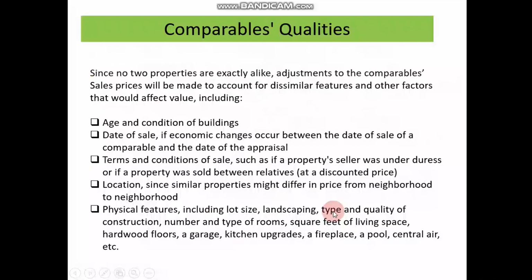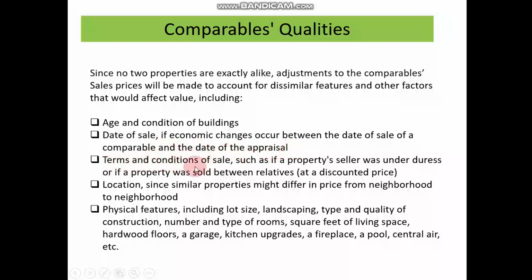Okay. So on the comparable qualities, since no two properties are exactly alike, adjustments to the comparables need to be done. Okay. So the sales price will be adjusted to account for dissimilar features and other factors that would affect value, including age and condition of buildings, and date of sale, if economic changes occur between the date of sale of a comparable and the date of the appraisal.